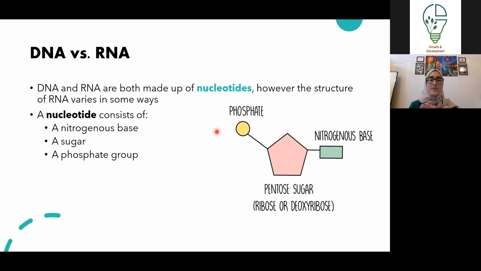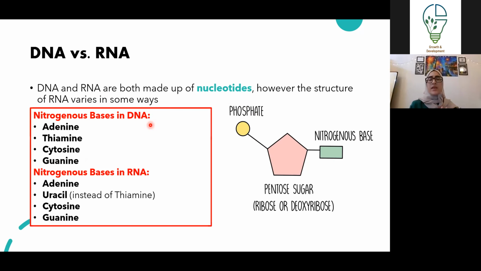Now that's the first difference between RNA and DNA, the sugar itself, whether it's a ribose or a deoxyribose. The second difference is actually the nitrogenous bases themselves. They are not the same bases in DNA and RNA. So in DNA, you have 4 bases. You have adenine, thymine, cytosine, and guanine. Now in RNA, they're the same except for one difference. Instead of having a thymine for a nitrogenous base, it is replaced with a uracil.